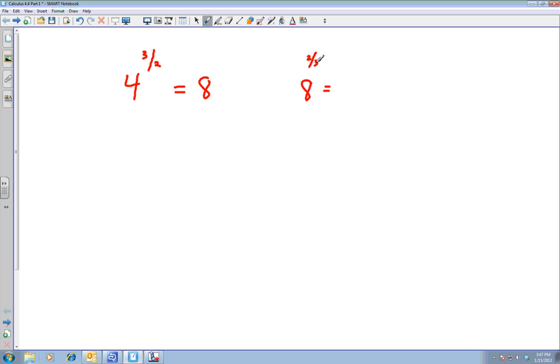Okay, if I have another one like this, the 3 means take the cubed root of 8. Well, the cubed root of 8 is 2, and then I need to take that answer and square it. So that's 4. So let's do another one.